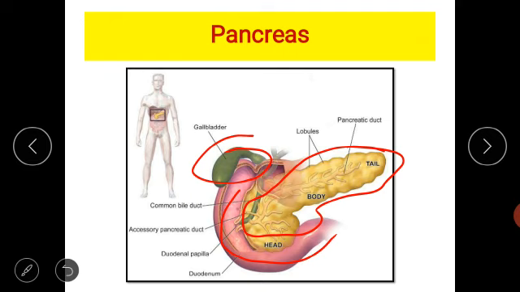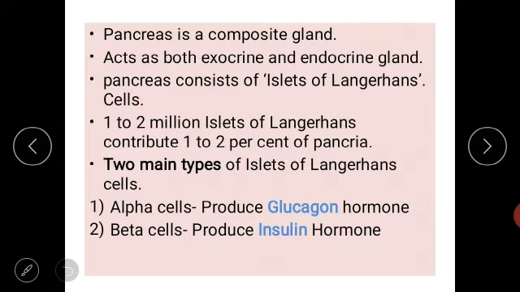As we know, pancreas is an endocrine gland as well as an exocrine gland. Exocrine because it produces digestive enzymes, and endocrine because it produces hormones. So yes, it is a composite gland which can produce exocrine secretions as well as endocrine secretions. And there are specialized cells in the pancreas which produce these hormones.